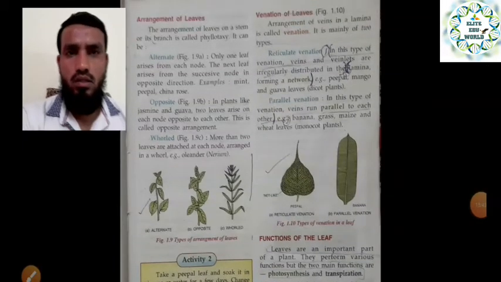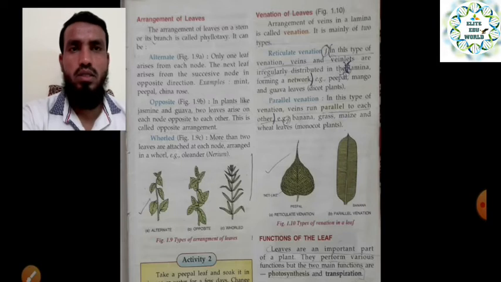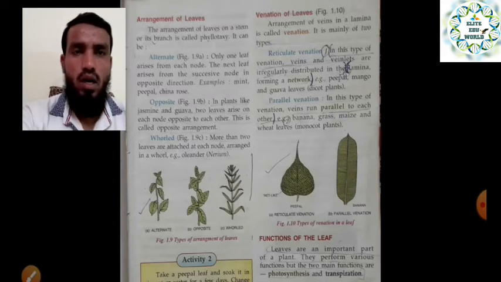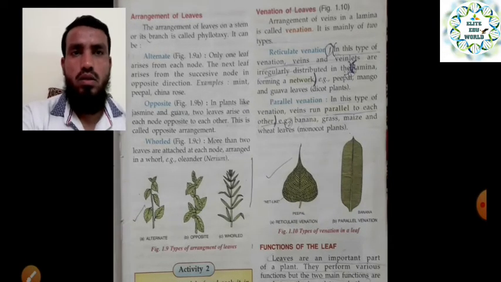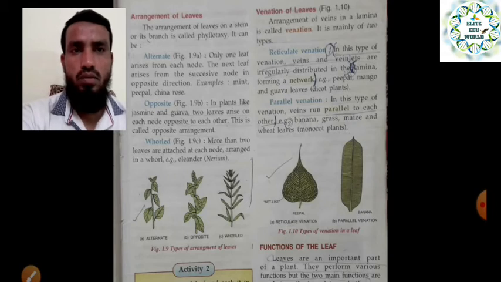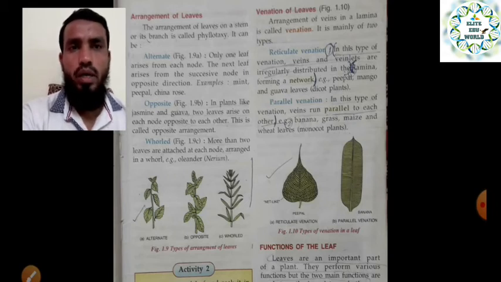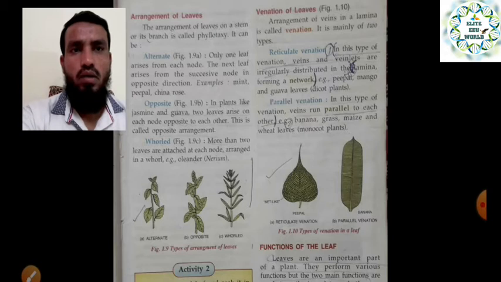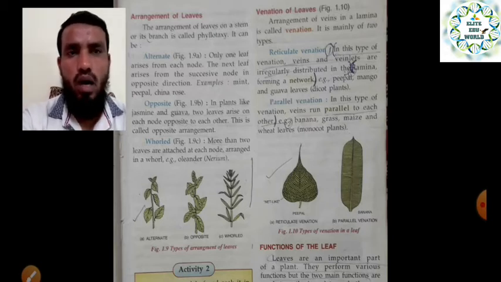Now we will discuss the different kinds of leaves on the basis of the arrangement of the leaves, how they are arranged on the stem, how they are arranged on the tree, that is also divided into different groups. The arrangement of the leaves on the stem or its branches is called the phyllotaxy, and it can be of different types. Number 1, alternate.